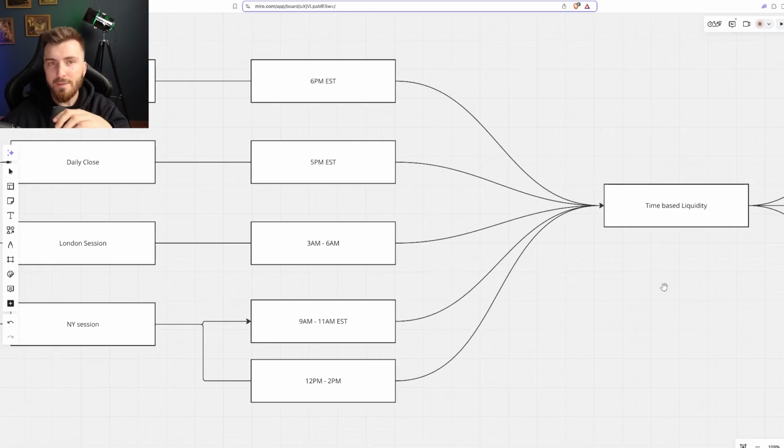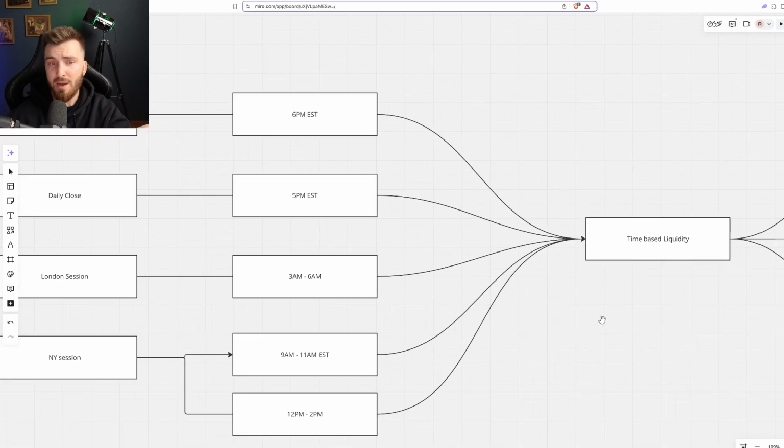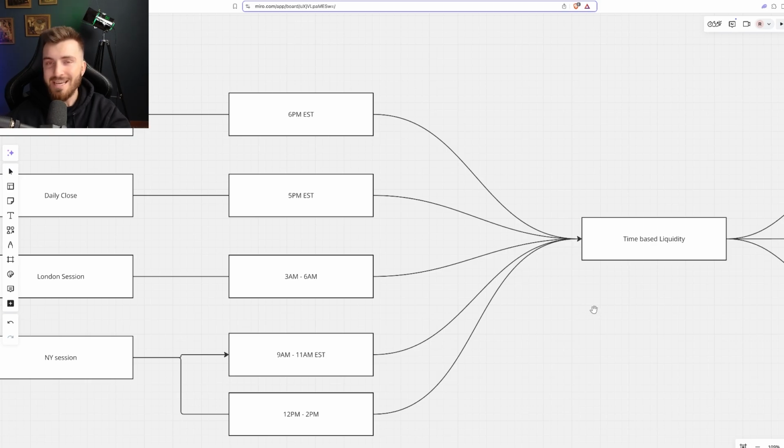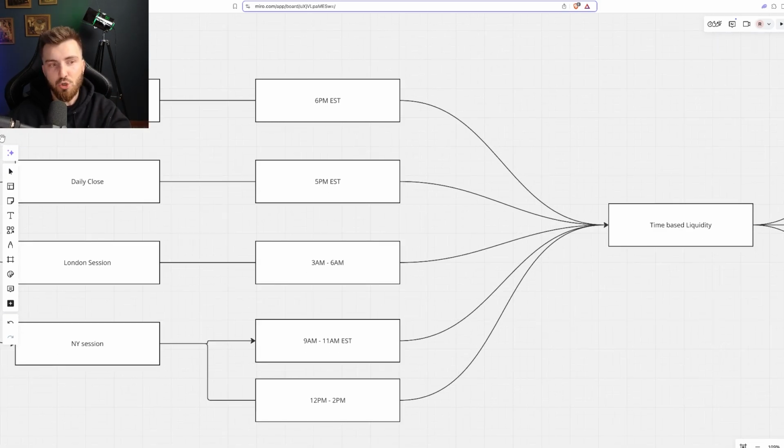Now, the way we pair liquidity with other concepts is, for example, the power of three. Why do we use the power of three? Because we want to see the traders that are losing money. So let's say that we have New York session, right? We have New York session open, and the market starts ranging, and then it goes to the upside.